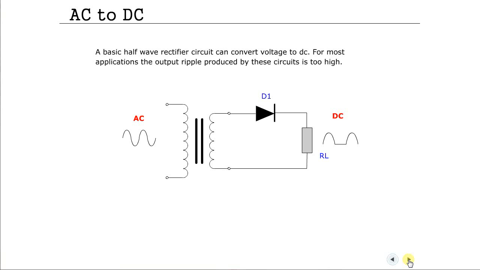AC to DC conversion. The basic half-wave rectifier circuit can convert AC to DC for most applications. The output ripple produced by this circuit is too high.